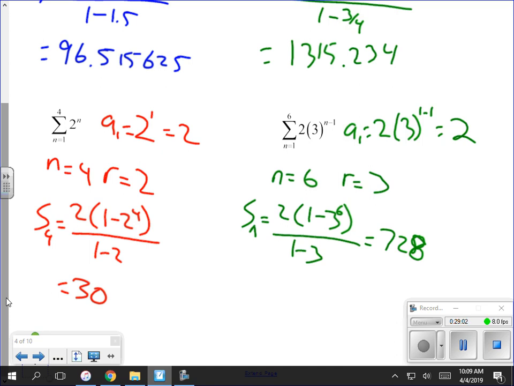Question. Hardest part about these problems? Using this correctly. And that honestly, that's it. The hardest part about these problems is using this thing correctly, making sure you type in the numbers and everything properly. Okay?